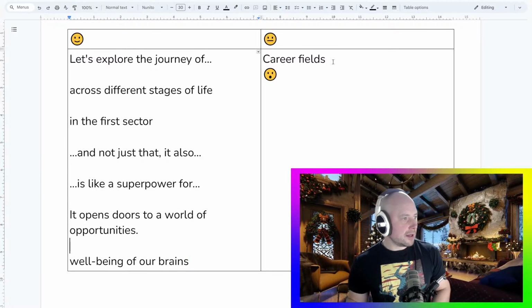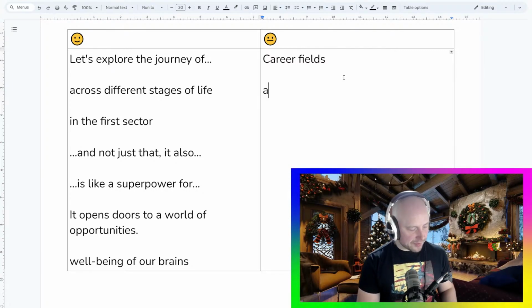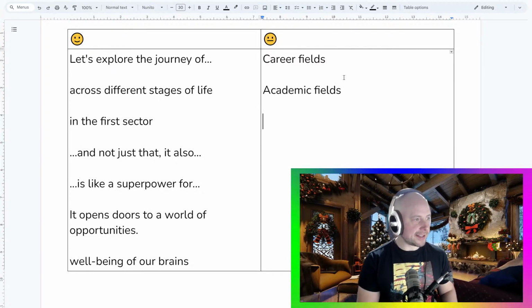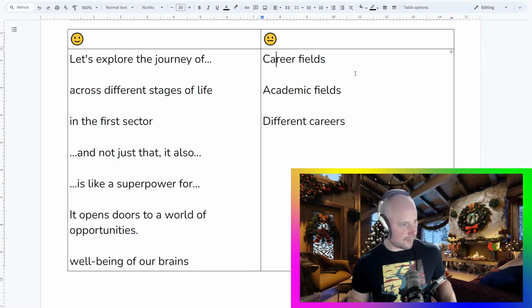Great. Moving on there to career fields. So we don't actually say career fields. Academic fields, yes. Career fields, no. Different careers is what you're talking about. Not career fields.